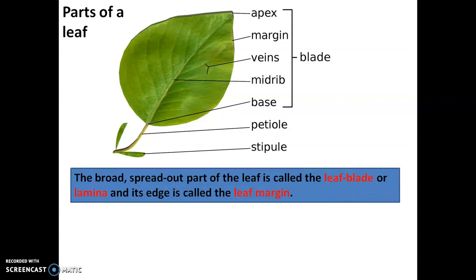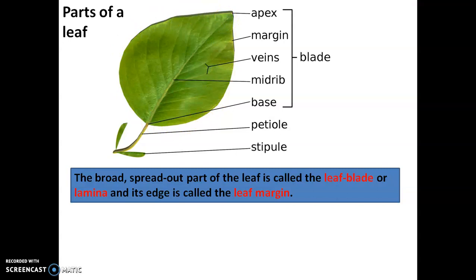The first part, that is the broad spread out part of the leaf, is called the leaf blade or lamina. Broad means big, spread out in all directions. So this entire green part that you can see is the leaf blade or lamina.